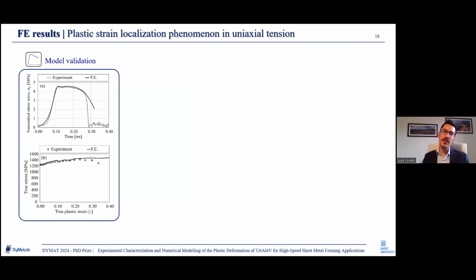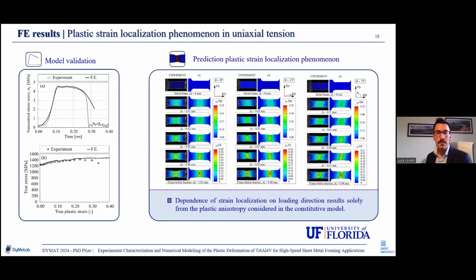So I compared the transmitted wave from the experiment with the transmitted wave from the simulation, and also a more local validation: the true stress and true plastic strain from the experiment and from the simulation. And afterwards, I looked at the deformation history at the sample gauge length. And what we observed is that the model was able to predict the overall deformation. Here you see the strain measurement and finite element results.